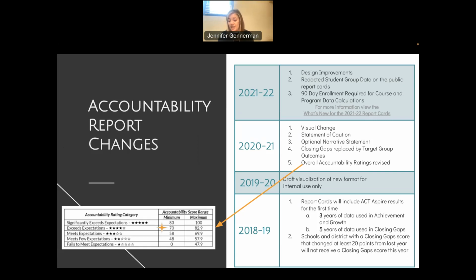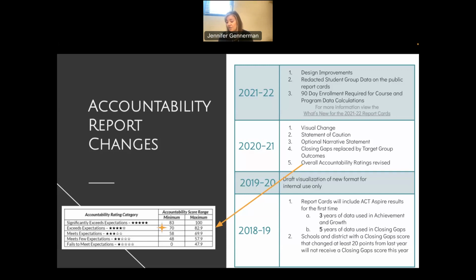In 2018-19, report cards started to include ACT Aspire results for the very first time. When this data was used, data from 3 or even 5 years back was used in some of the calculations for achievement and growth. In 2019-20, a new format was designed, and so it was only a preliminary report card in draft form that was shared internally with districts. In the 2020-21 school year, the new format was complete.